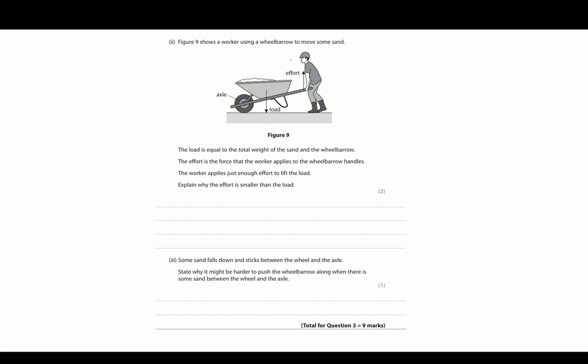Next part, we've got a worker using a wheelbarrow to move some sand. The load is equal to the total weight of the sand in the wheelbarrow. Okay, and we can see that that's acting there. And here is the axle. So we've got a pivot there that they're lifting up around. The effort that he's got to do to lift it. Why is the effort smaller than the load?